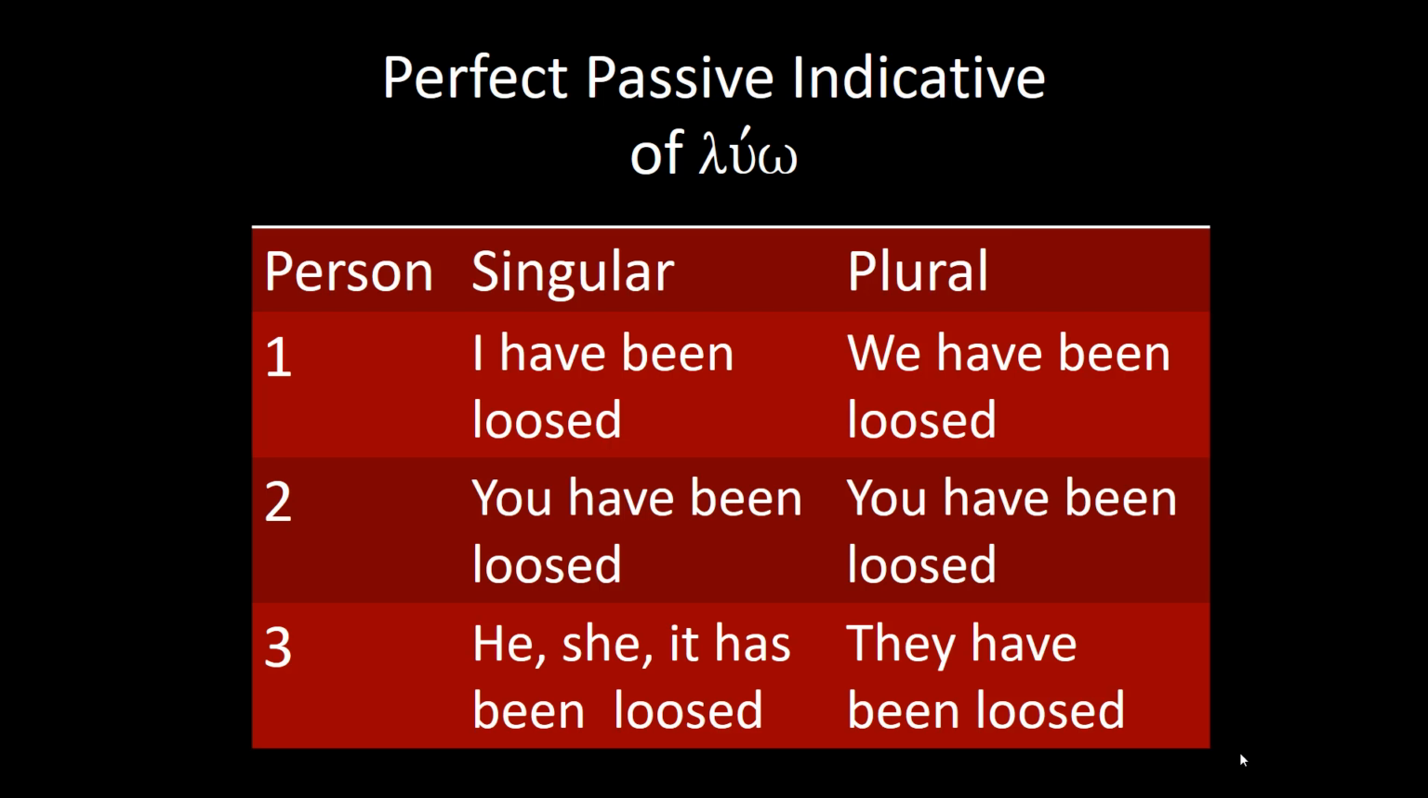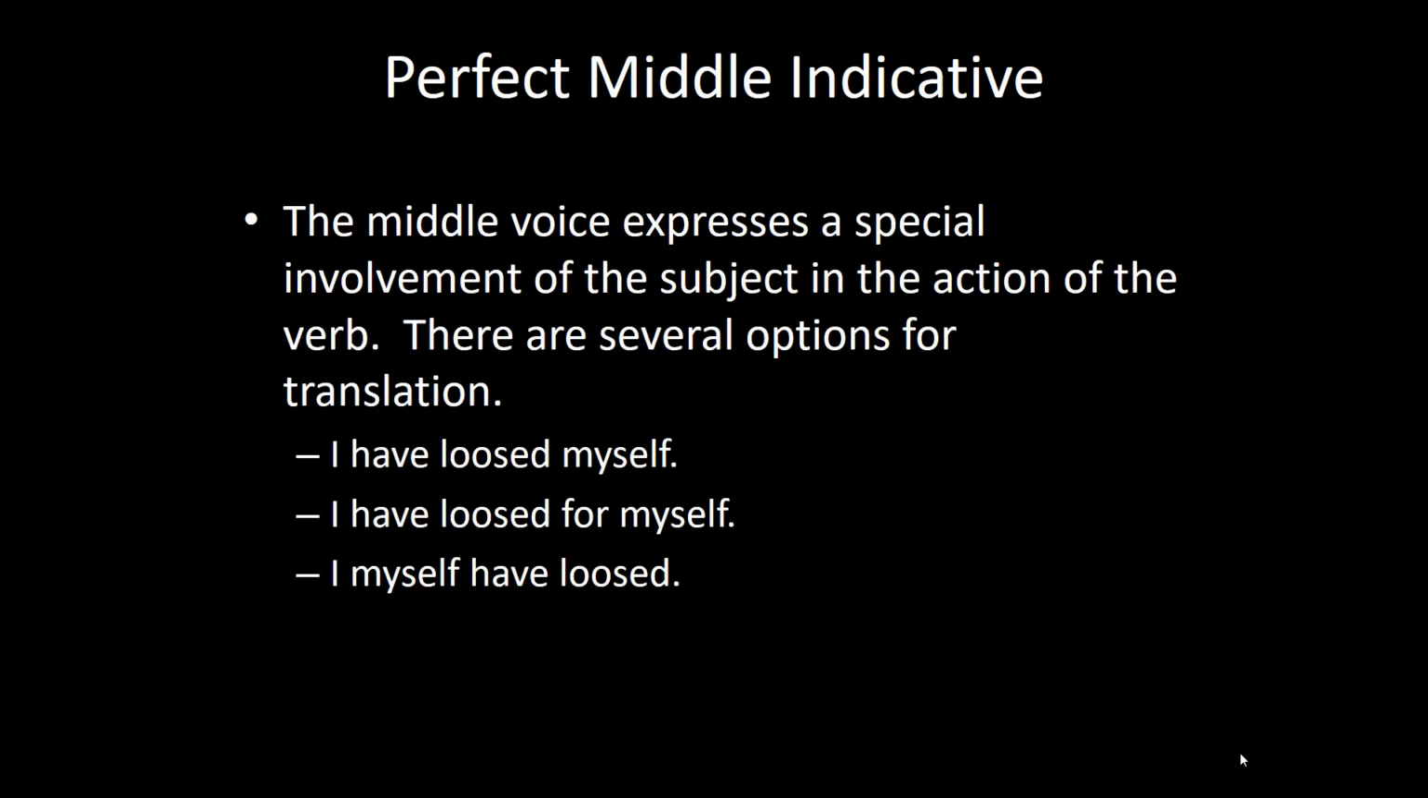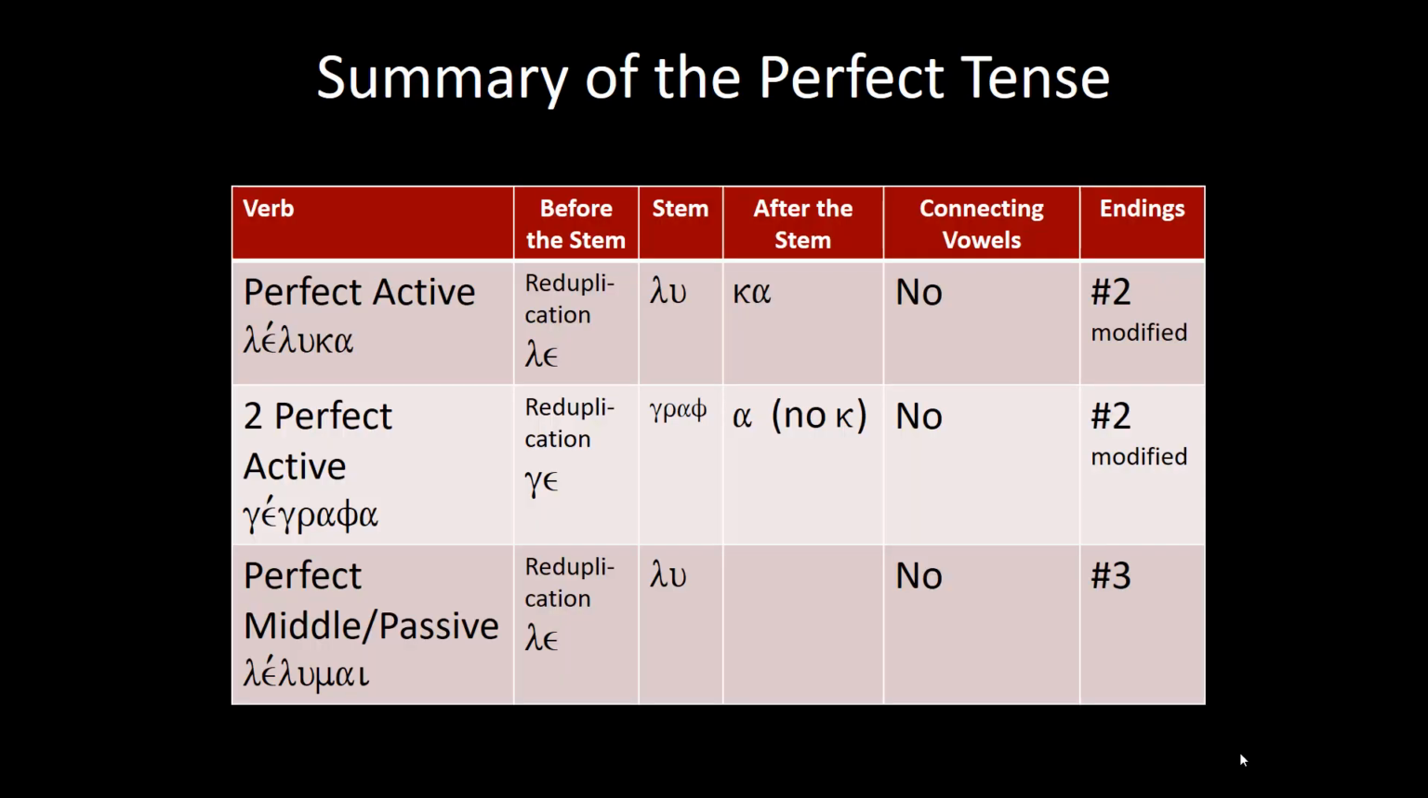If it's passive, we're going to translate it with have or has plus been loosed. I have been loosed. You have been loosed. He, she, or it has been loosed. We, you, they have been loosed. Perfect middle. We're going to do the same type of thing we've done many times before. I have loosed myself. I have loosed for myself. I myself have loosed.